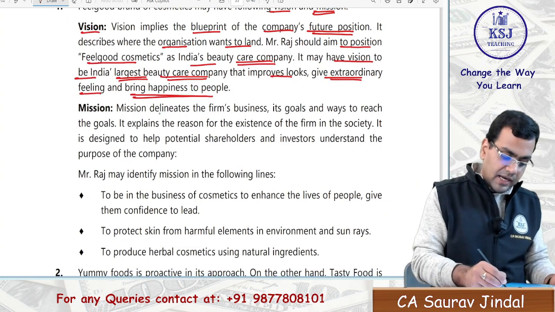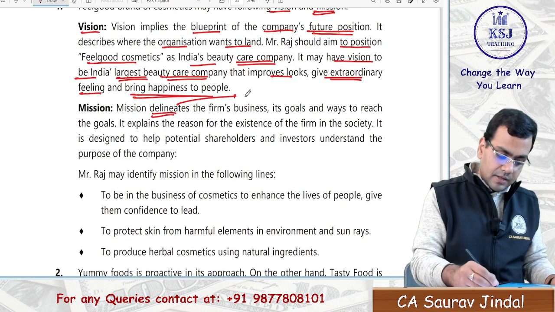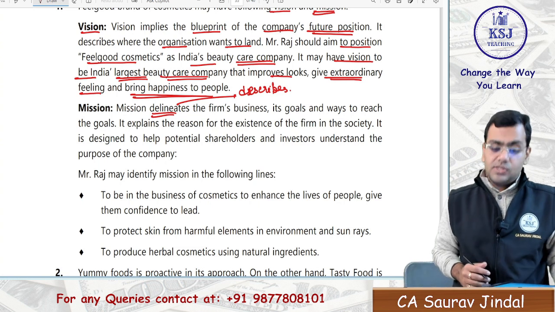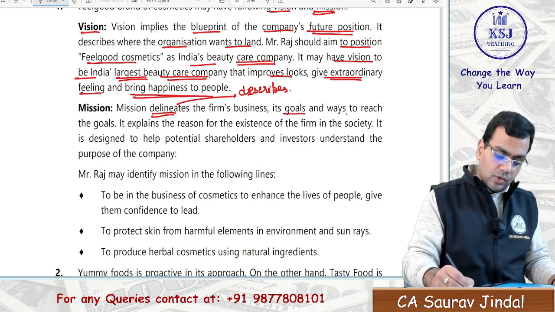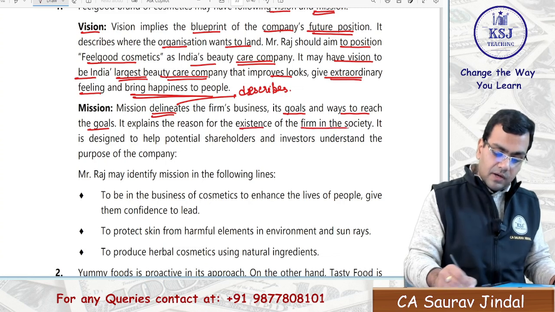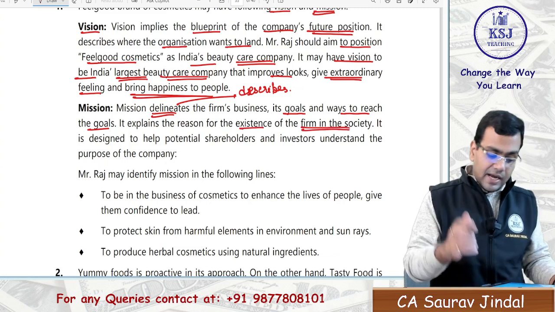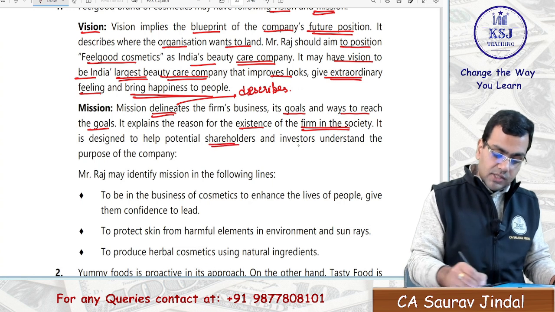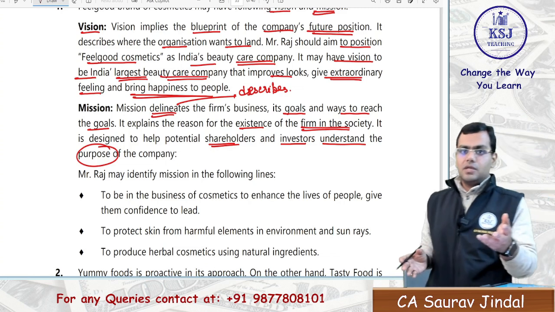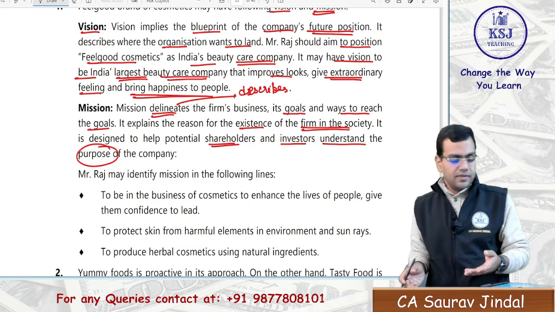Mission delineates, means describes. What is the meaning of delineate? It describes the firm's business, its goals and ways to reach the goals. It explains the reason for the existence of the firm in society. It is designed to help potential shareholders and investors understand the purpose of the company. This is what we have studied in the mission, right?